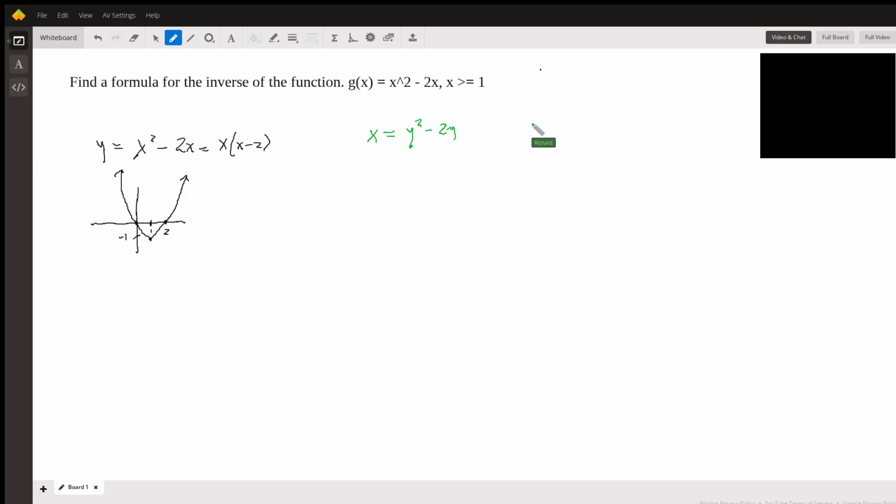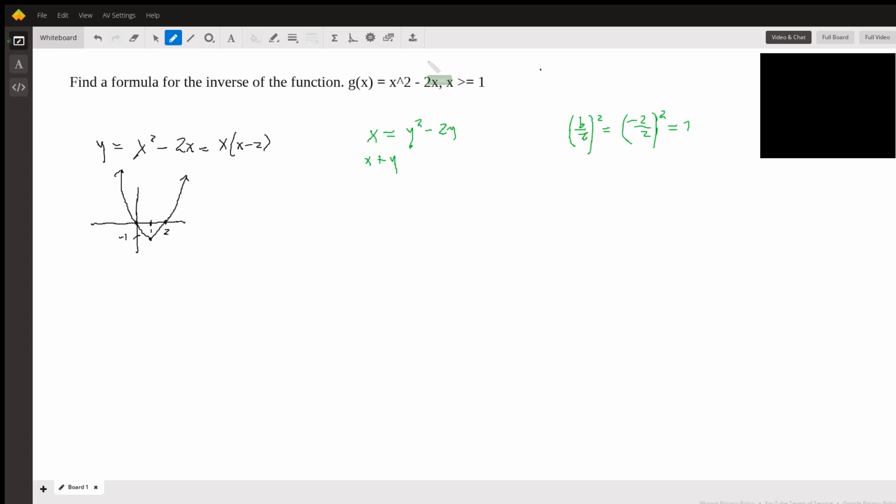Notice that b is negative 2. So the formula we use is b over 2 quantity squared. And this is for completing the square. If you don't know how to complete the square, you should look that up elsewhere. So this is negative 2 over 2 squared, which is 1. So now we can write x plus 1.